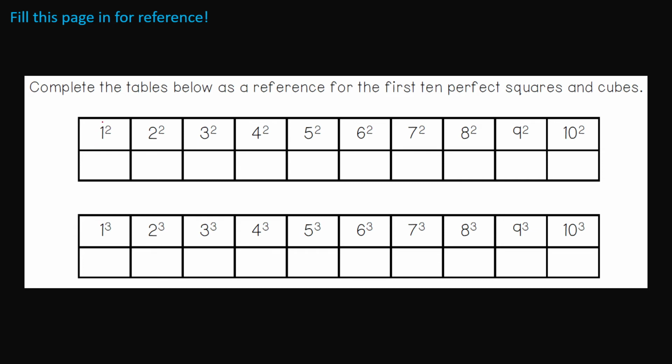So when you see 1 squared, that just means 1 times 1. That's, of course, 1. When you see 2 squared, that's 2 times 2. That value would be 4. 1 cubed is just 1 times itself 3 times. That's, of course, 1. And then 2 to the 3rd power, or 2 cubed, is 2 times 2 times 2. That would be 8. So stop here and fill those in, and then come back in a second to check your answer.